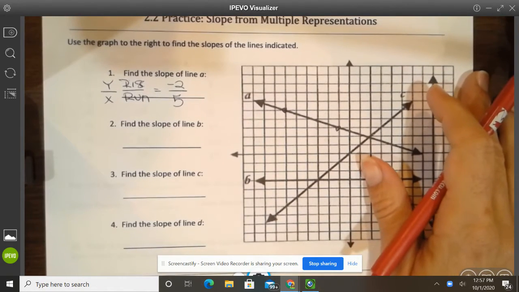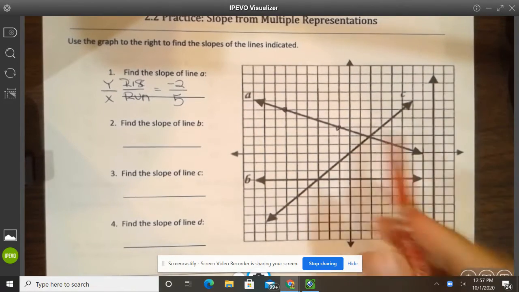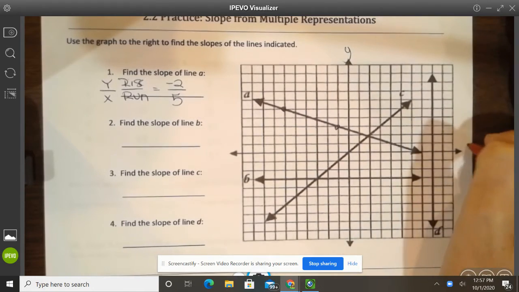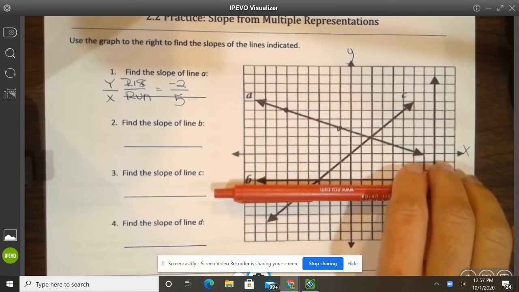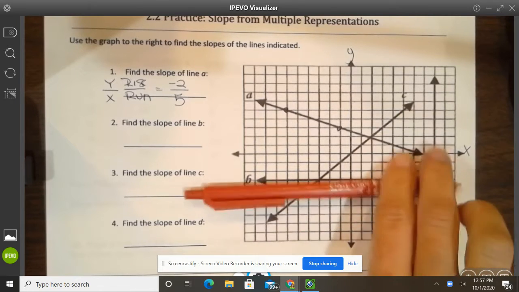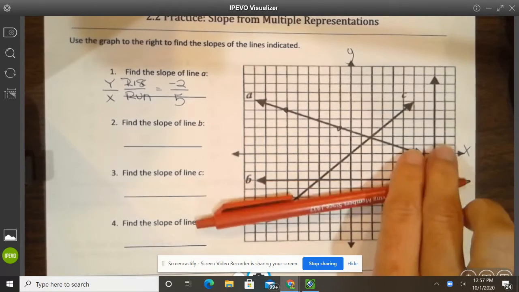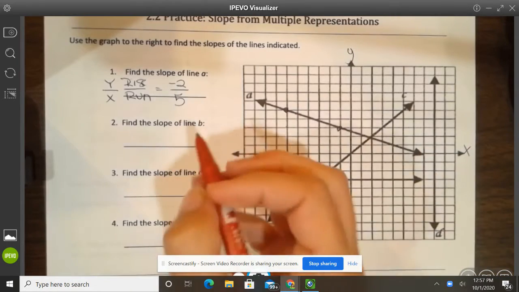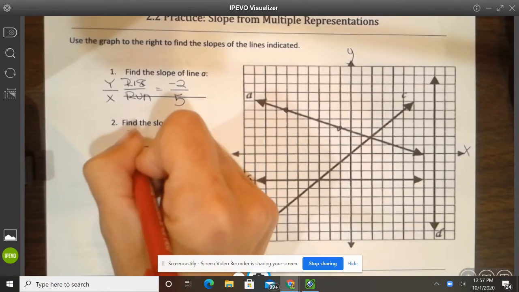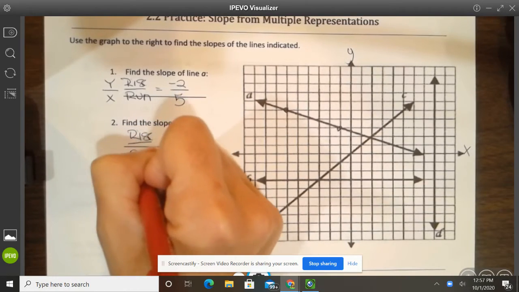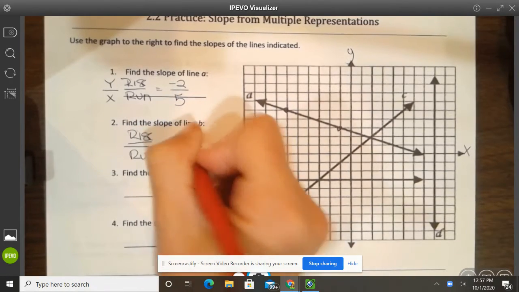Let's find the slope for B. B is, if this is y and this is x, B is a horizontal line. And we said that the horizontal line always has a zero slope. It has no inclination. So there is a slope of 0. So the slope, rise over run, it would be 0.